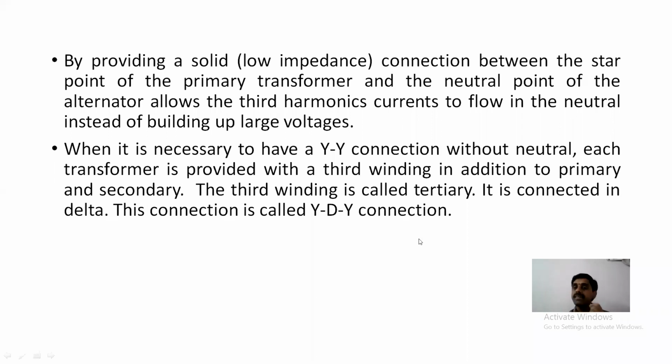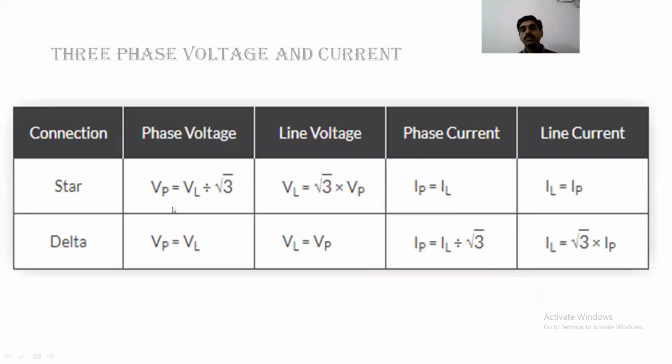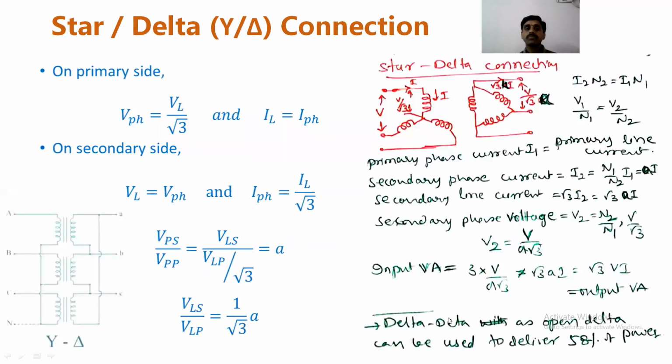You can understand these points in the fault analysis. So you know these star-delta connections. For star, phase voltage V phase equals VL by root 3, line voltage equals root 3 into V phase, phase current IP is equal to IL, line current IL is equal to IP. For delta, the phase voltage is equal to line voltage, whereas the phase current is equal to IL by root 3, so IL is equal to root 3 times phase current. These relations you already know.